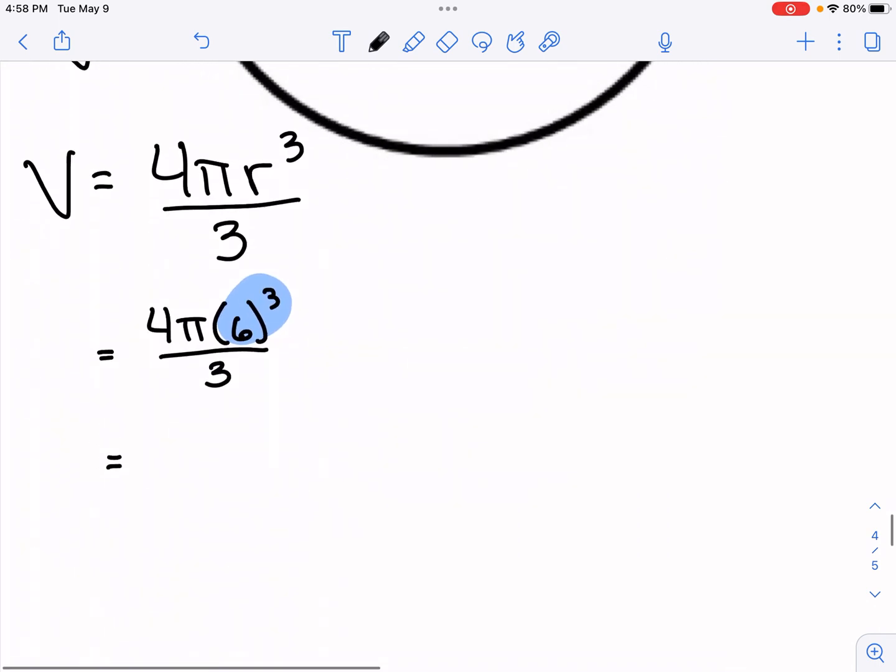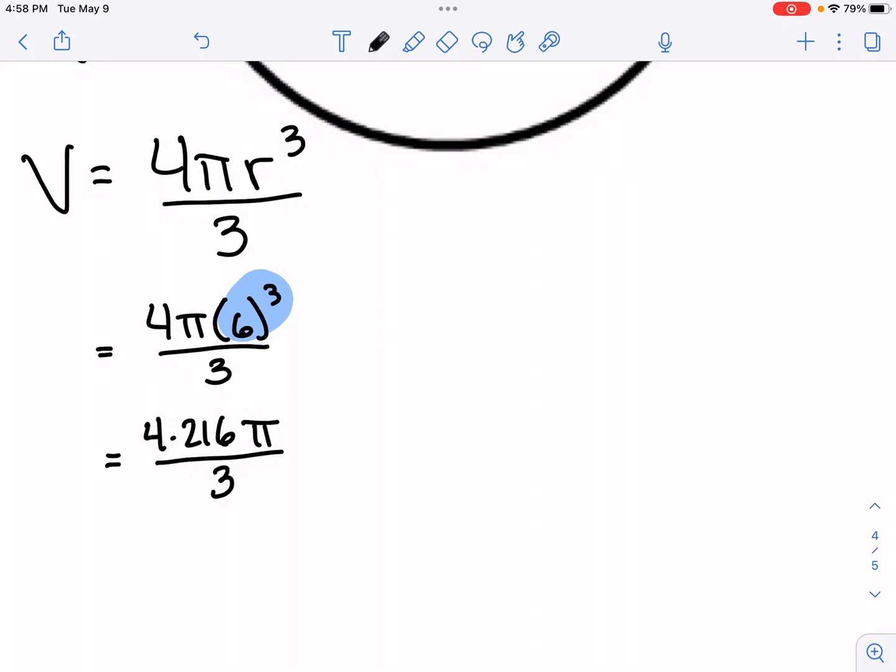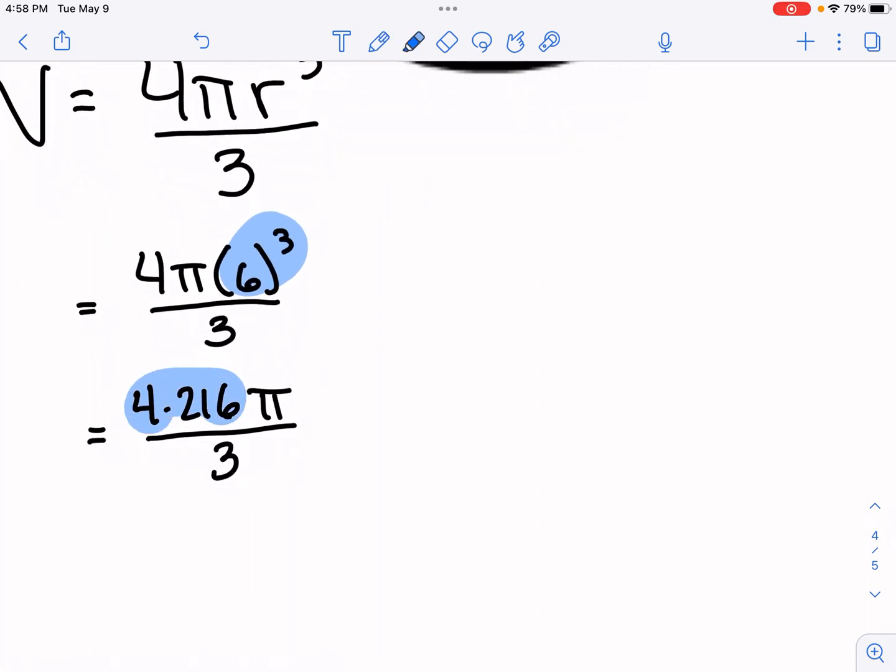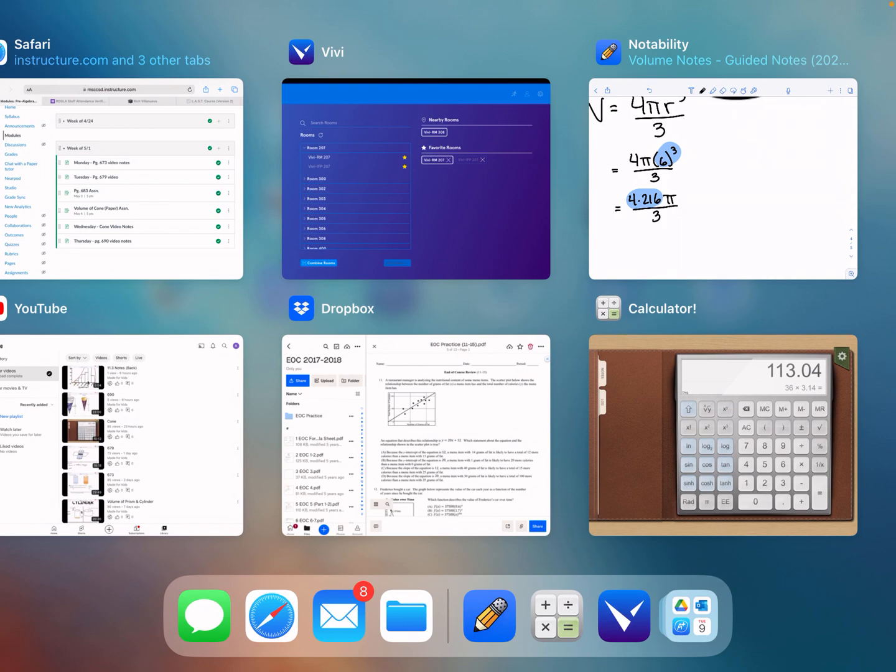So we're going to rewrite this as 4 times 216, pi at the very end. Pi is just always at the end. And now we multiply our coefficients in our numerator. 4 times 216. This has got to be 864, I believe.